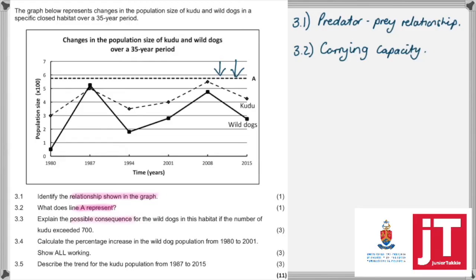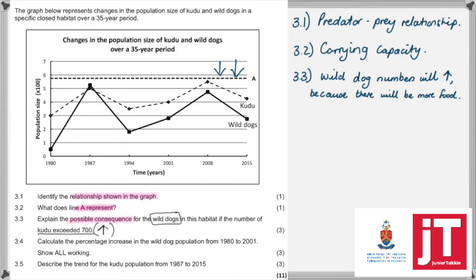Question 3.3, explain the possible consequence for the wild dogs in this habitat if the number of kudu exceed 700. It's important to note that if the number of kudu exceed 700, it also exceeds the carrying capacity of this environment. So when we're looking to explain the consequence, we need to make note of that. Question 3.3 will therefore be answered by saying that if the number of prey increase, so will the number of wild dog, which depend on the kudu for food.